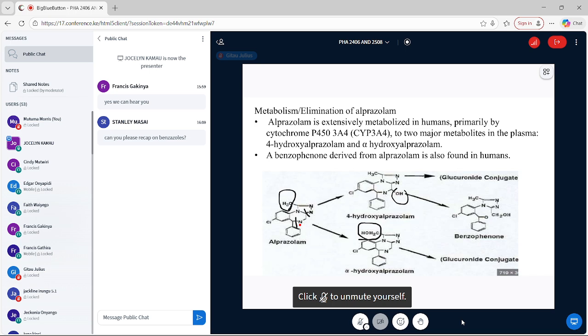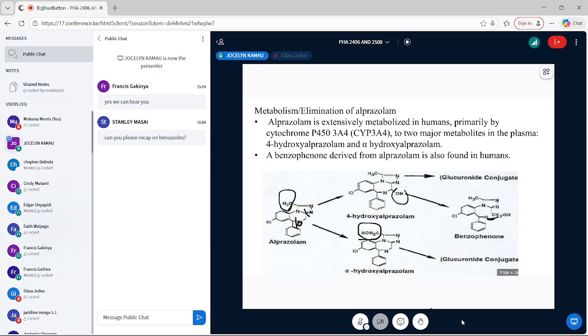That can happen. Alpha hydroxylation, all the others we have mentioned. So alprazolam is extensively metabolized in humans, primarily by cytochrome P450, with two major metabolites in the plasma, the 4-hydroxy alprazolam and alpha-hydroxy alprazolam. The benzophenone derivative is also found in humans, of course in smaller quantities. And as I have said, the benzophenones are not only for alprazolam, they can happen even for diazepam.